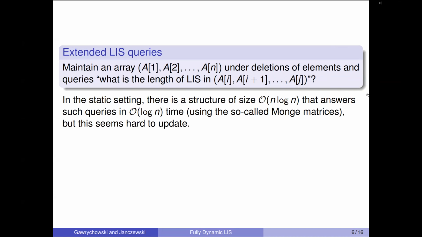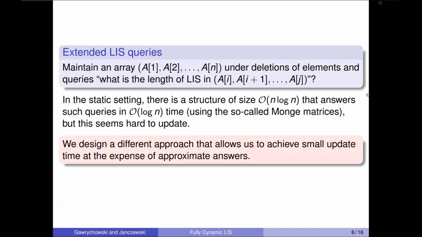Okay, and this is a generalization of our problem, but it's probably not asking for too much because, again, for the static case, there is an efficient solution for those extended LIS queries. Namely, there exists a structure of size just n log n, which can answer those queries in logarithmic time using Monge matrices. But this static solution seems to be quite hard to extend to the dynamic case, so we actually use a different approach. Namely, we use approximate covers and divide and conquer.